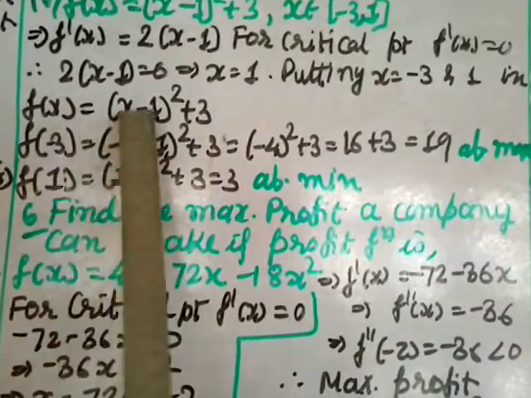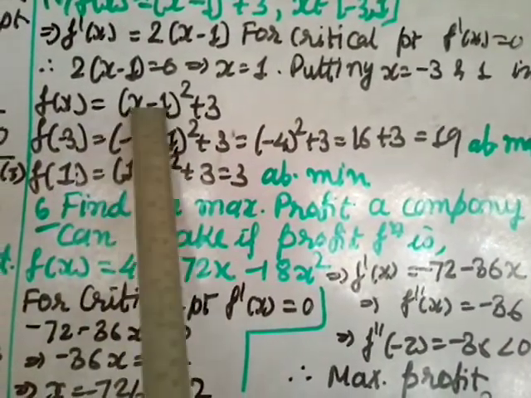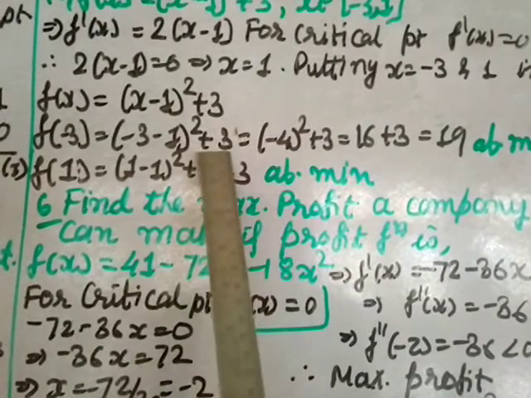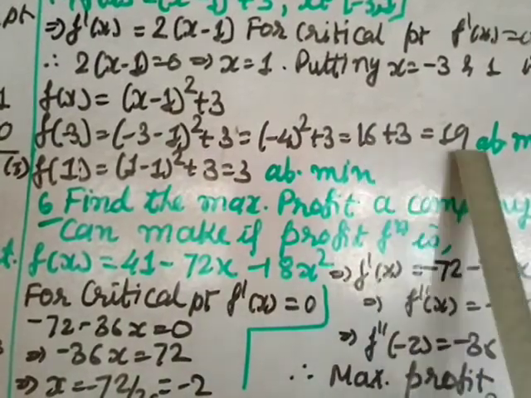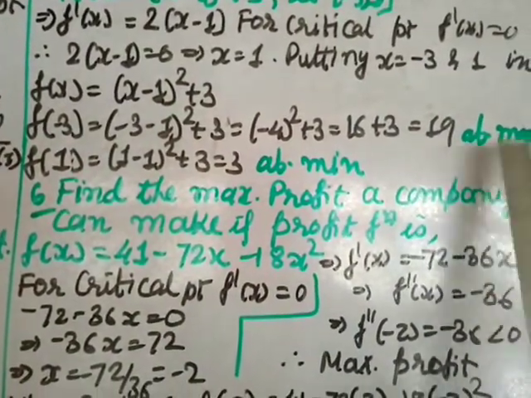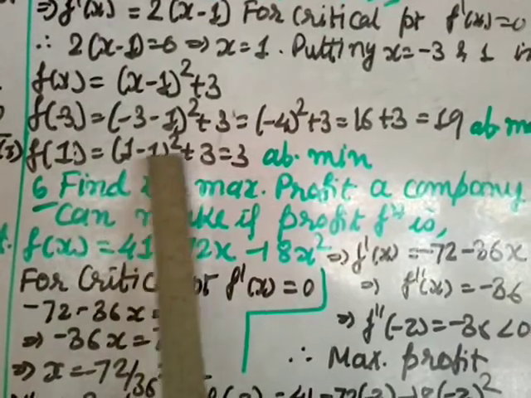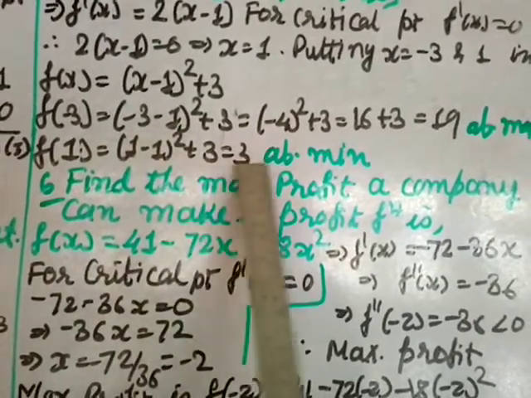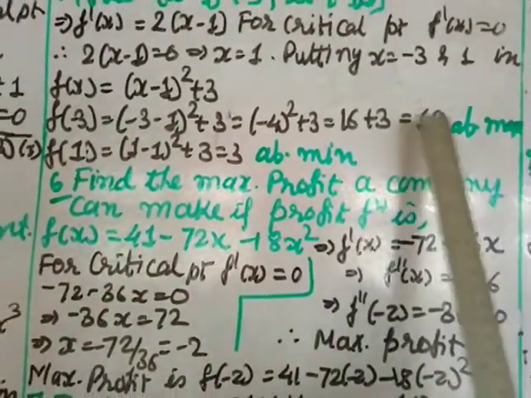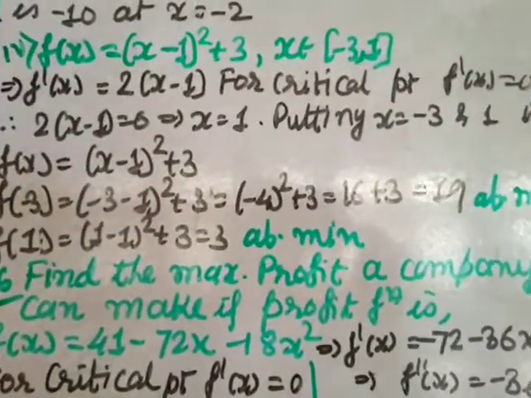I put first minus 3, so minus 3 minus 1 is minus 4 whole square plus 3. So 16 plus 3 is 19, which is the absolute maximum. And I put 1, so 1 minus 1 is 0, 0 square is 0, plus 3, so 3, which is the absolute minimum. So these two values we got: absolute maximum and absolute minimum.